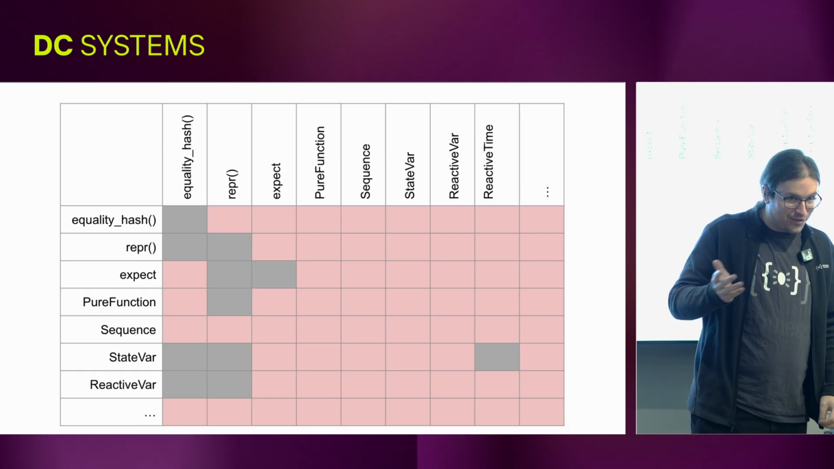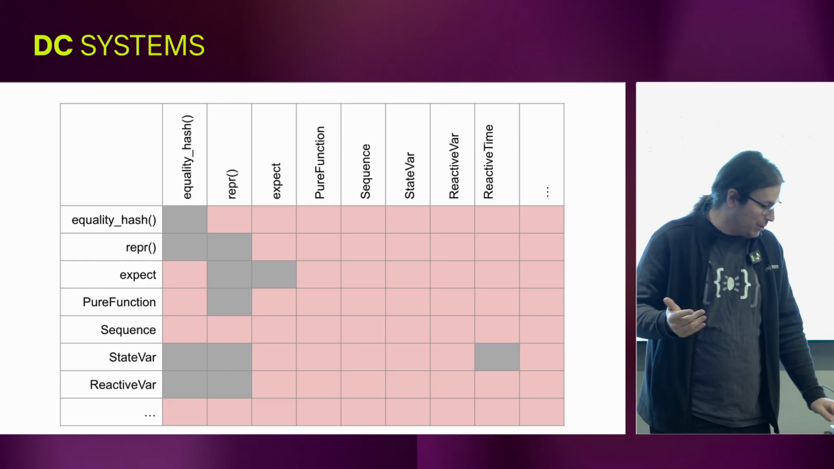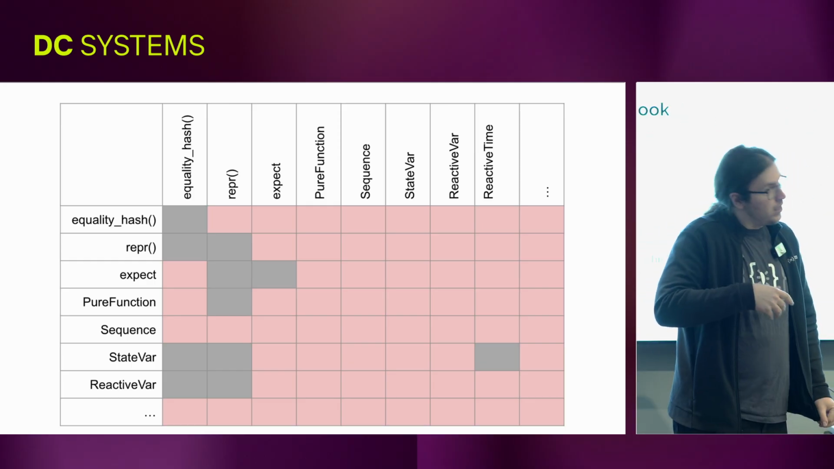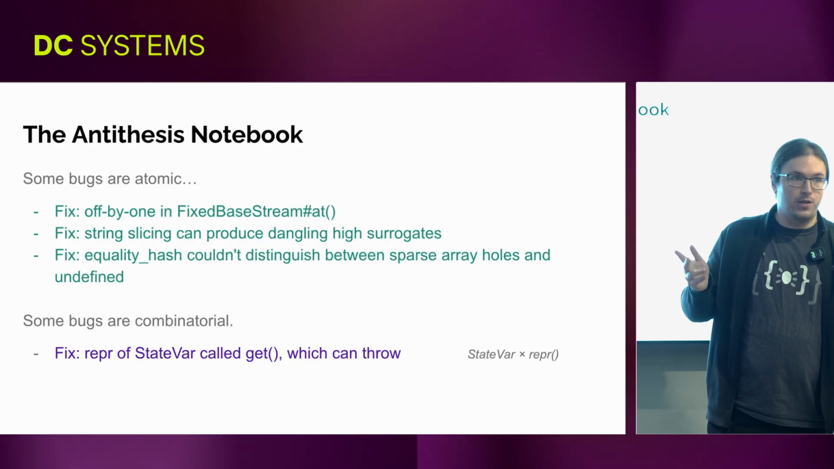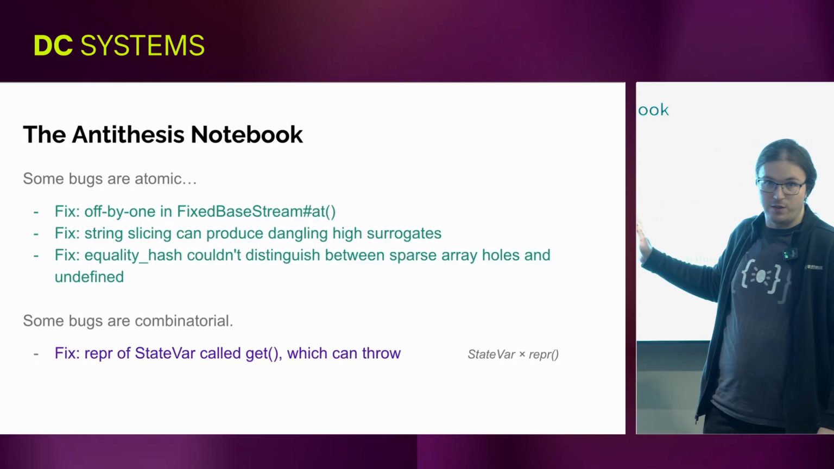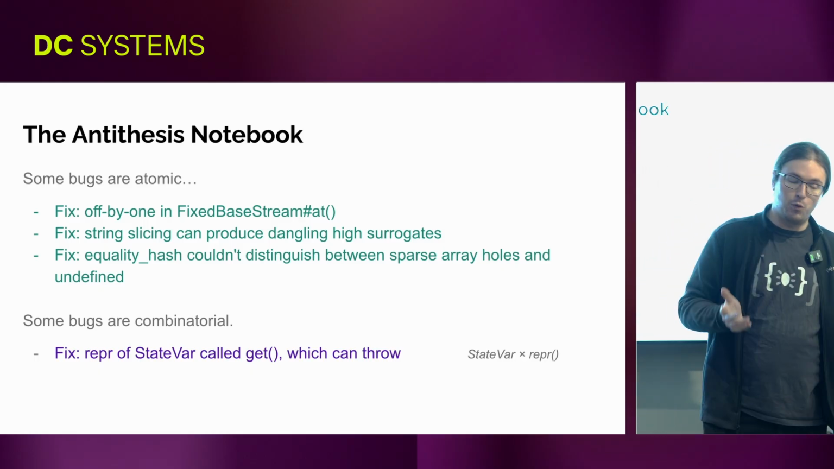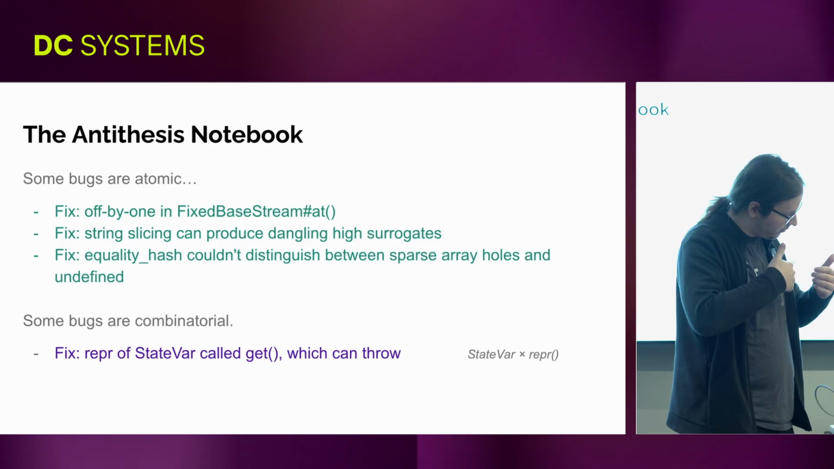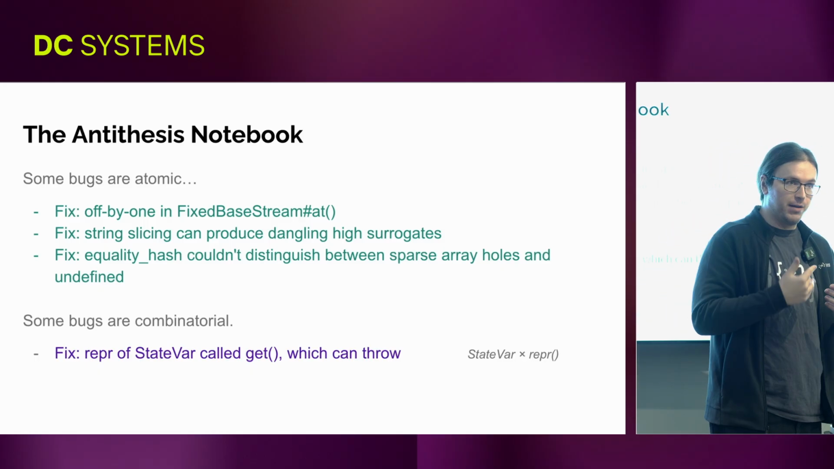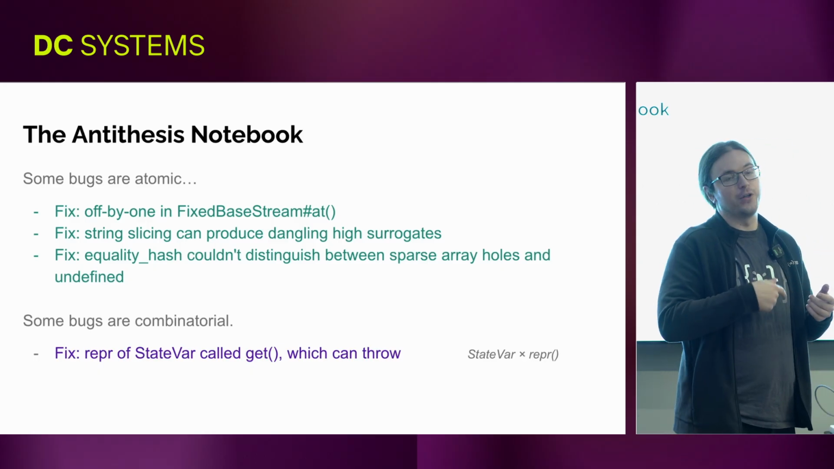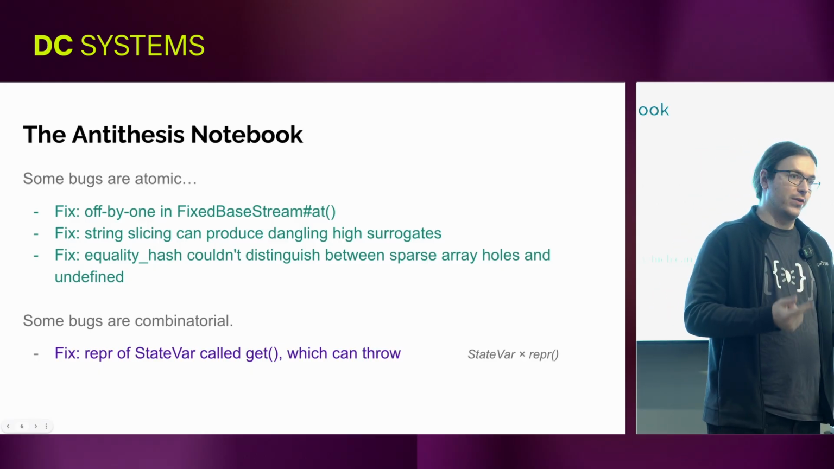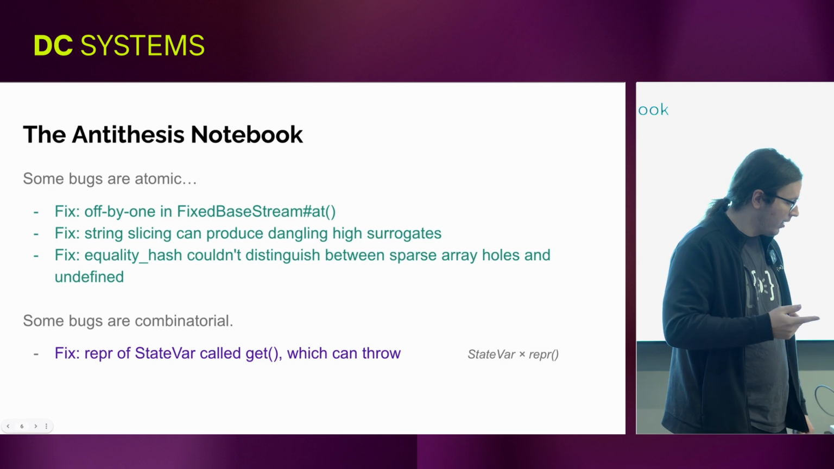And this is just intractable. It's exponential. So while some bugs are atomic, and these are all real fixes from our commit message history, some bugs are atomic. You just have an off by one somewhere, or some facts about JavaScript are, for example, if you slice a validly encoded string, you may not get a validly encoded string back.